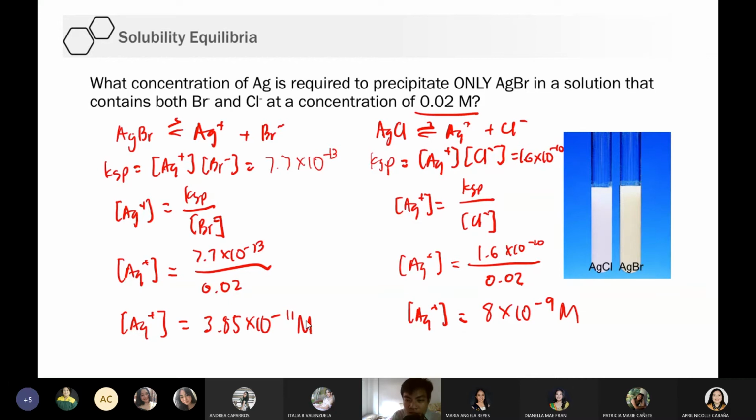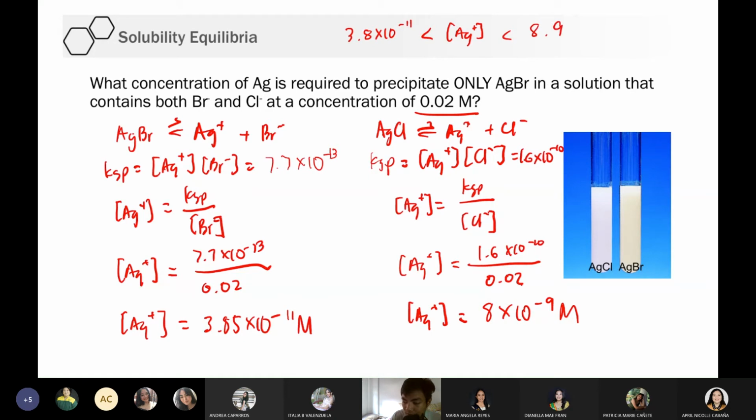So, ito, negative 11. So, ibig sabihin, onti lang, ma-form na to. However, ito, medyo dagdagan mo pa para tumaas yung concentration, then saka na ito ma-form. So, that means possible tong question na to, na yung AgBr muna yung ma-form. At ito, pwede hindi siya ma-form. Okay. So, ano yung concentration of Ag that is required to form only AgBr, not AgCl? So, the concentration of Ag needed to precipitate the AgBr only is within this range, no? So, within this range, no?